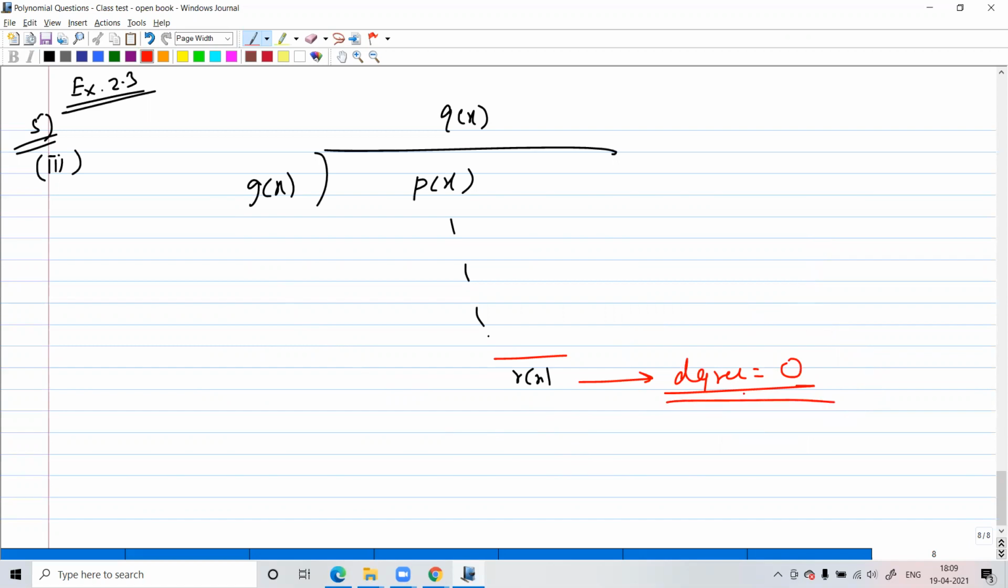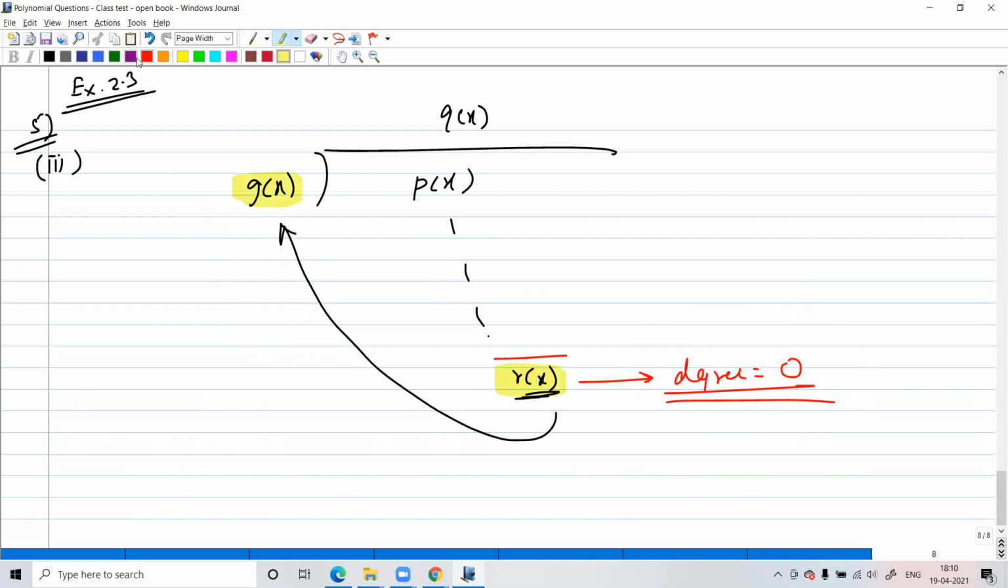Then both should be of same degree. Gx and Px should have same degrees, sir. See, why are you even thinking about Px right now? What did I tell you? If you want the degree of remainder to be 0, remainder is directly related to the divisor only. The degree of remainder is directly related to the degree of divisor.